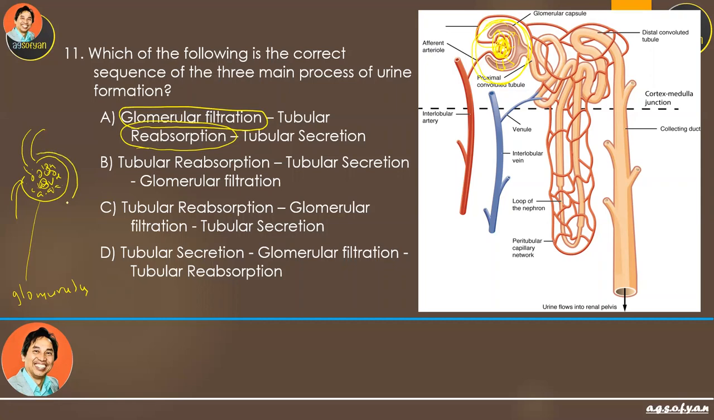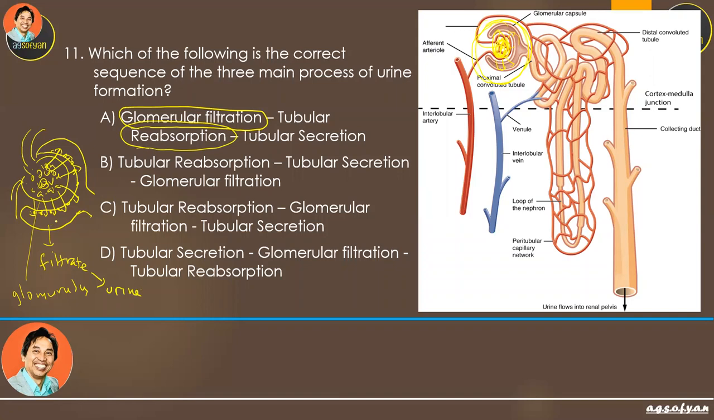The second structure is the capsule. The capsule has holes, or pores, over here. These pores will filter the blood, so the blood will be forced into this capsule. Because the pore filters only based on size, most of the smaller molecules will enter into this capsule. That is called the filtrate, and this filtrate later becomes urine.